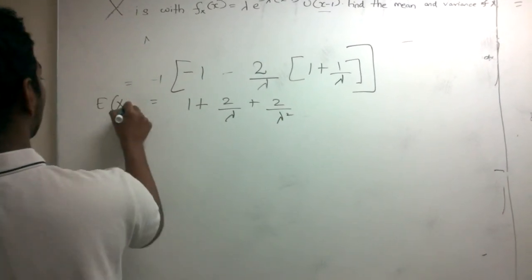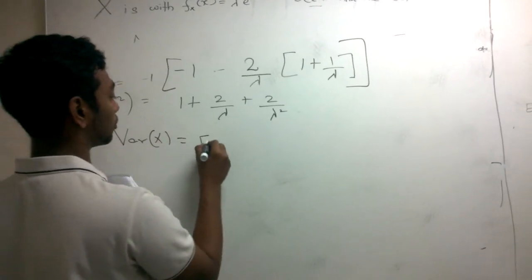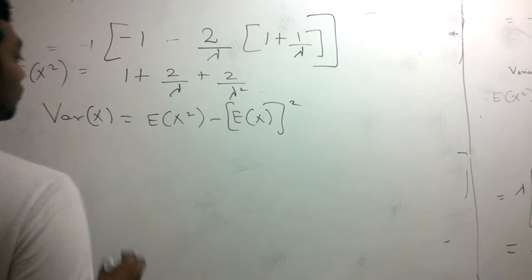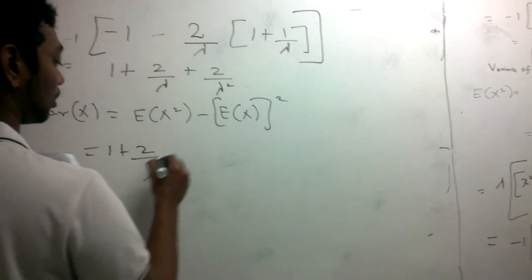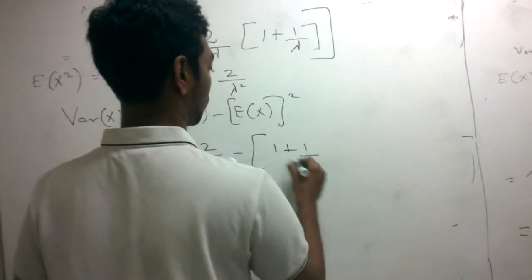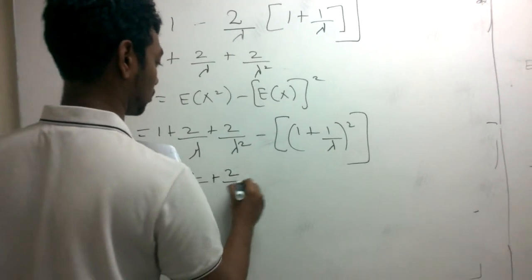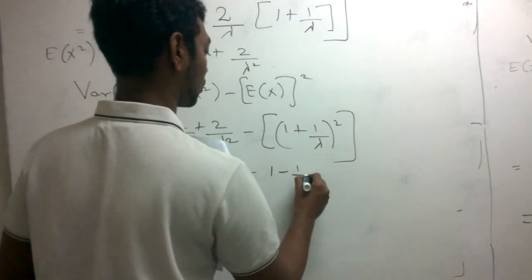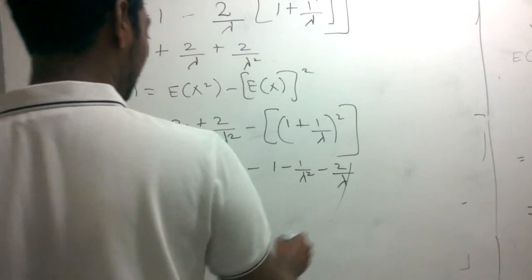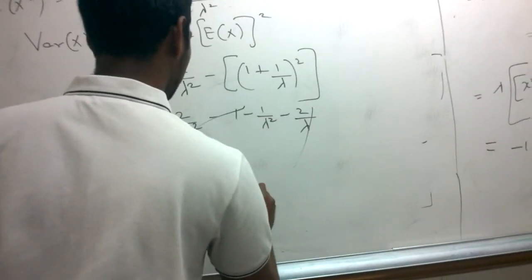So we need to find the variance of X, which is equal to E[X squared] minus E[X] the whole squared. So I'm going to just substitute the values. On simplification, this 2 by lambda and this 2 by lambda get cancelled, this 1 and this 1 get cancelled. It's going to be 2 by lambda squared minus 1 by lambda squared, which is equal to 1 by lambda squared. That's solved.